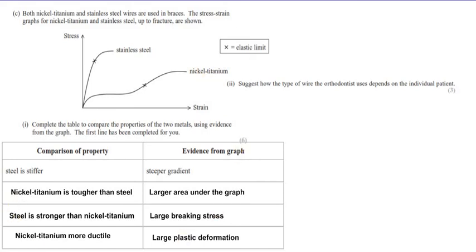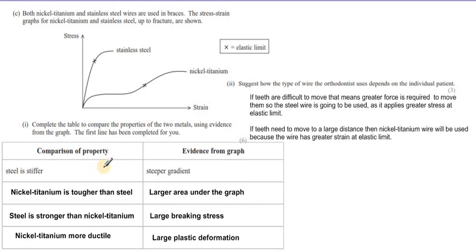So you can combine all these points and write: if teeth are difficult to move, that means greater force is required, and then the steel wire is going to be used. And if the teeth need to move a large distance, a large gap is there, that means nickel titanium, because of the large strain.